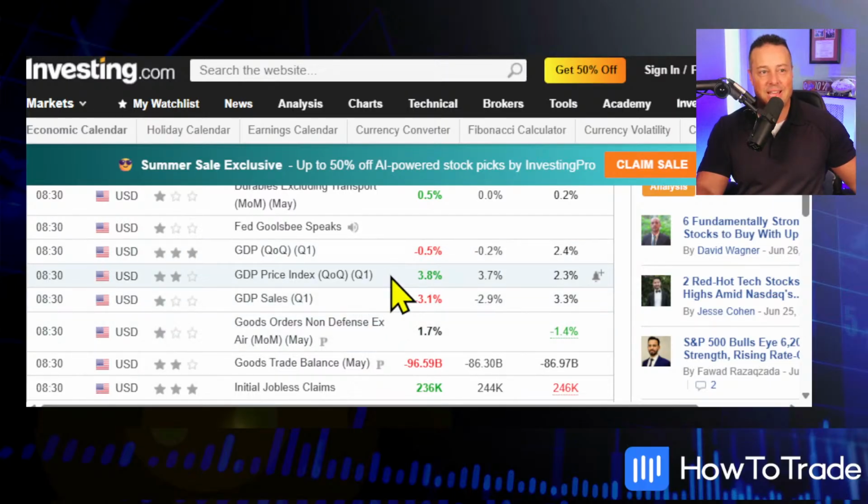Last thing I'm going to say is this: GDP price index. That's an inflation multiplier. 3.8% over 3.7 expected, and way up. And I mean way up from the previous quarter. That means that inflation is strong, and that means growth is down. So look out.